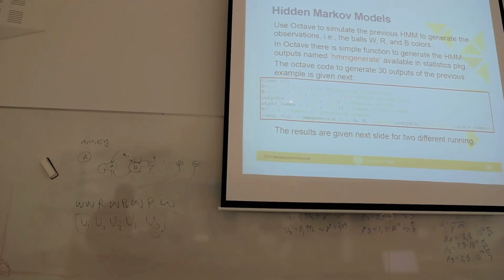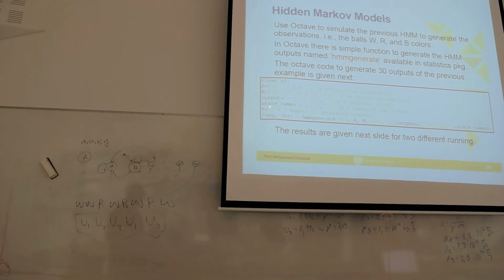Then you can put some symbols for your output and your state names in this function. So for the outputs, we have the colors white, red, blue, and black, and you can write them, of course. You can write white, or you can put any symbols here.